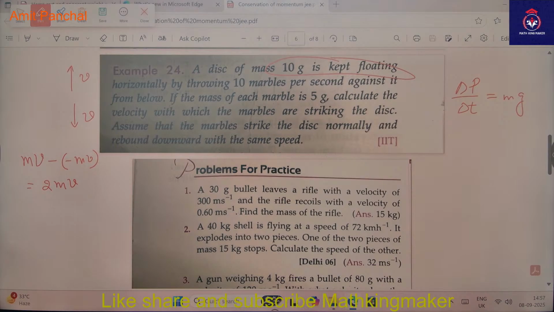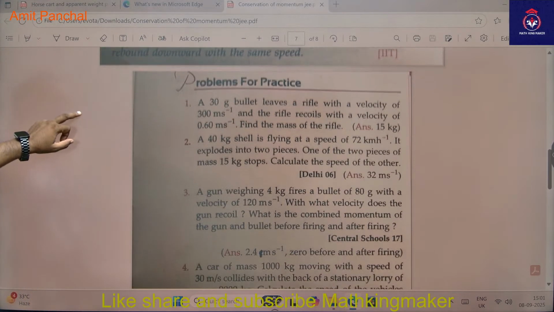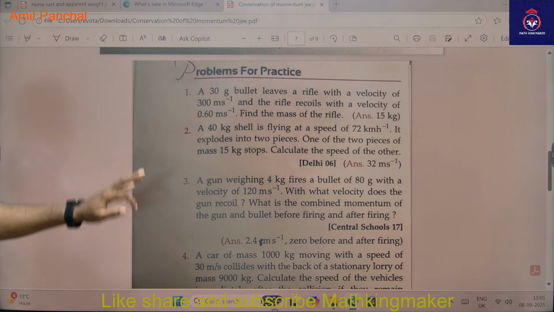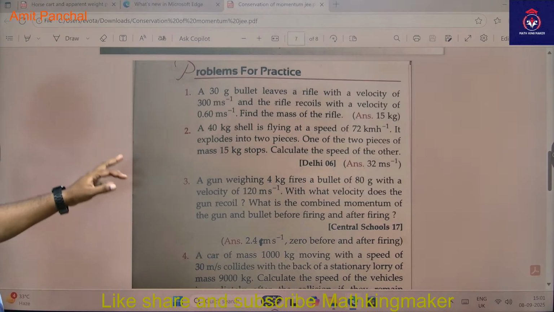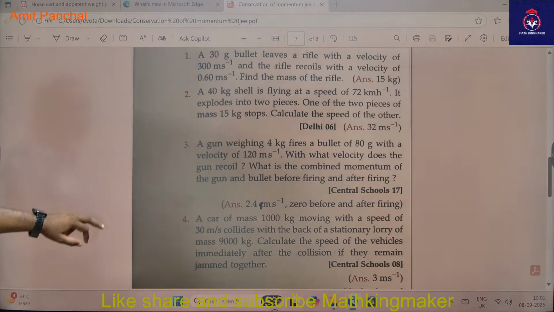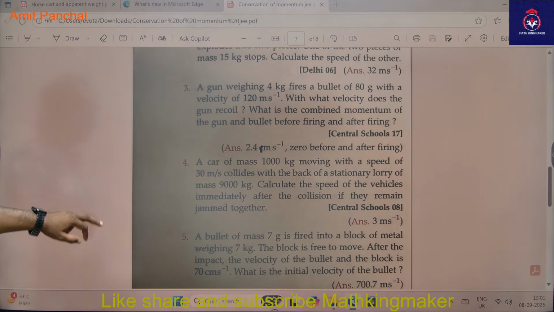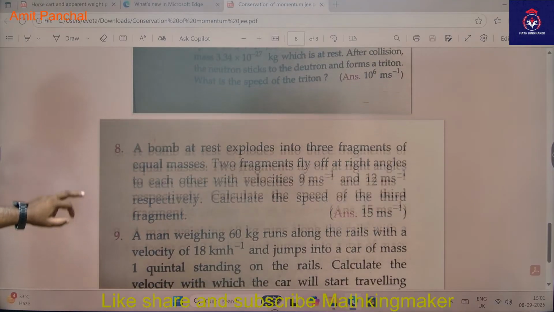Okay. So this is the exercise for the conservation of momentum. Just try to solve it. I have sent you that exercise also. This is your homework. You need to complete all these questions and just send me the PDF.